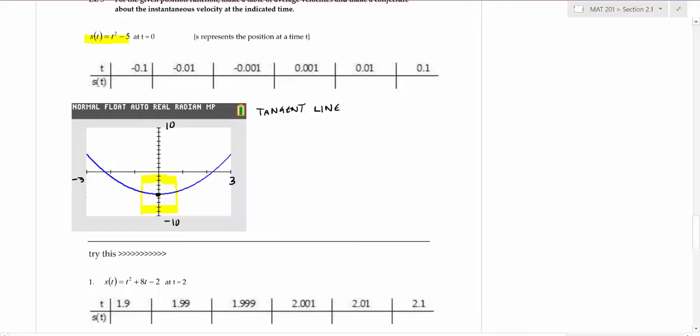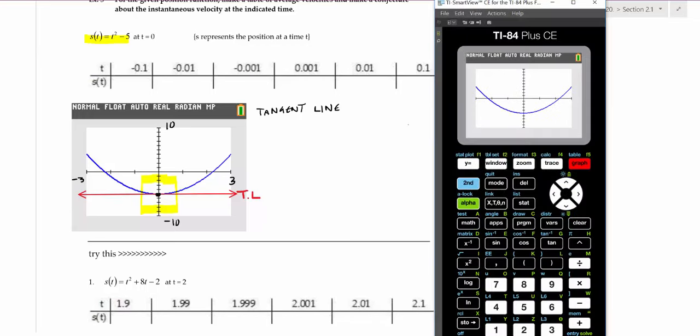If you think about this a little bit, it looks to me like more than likely that's going to have a slope of 0. You can tell by looking at that, but that's what the tangent line is. That's what we're interested in, finding the slope of that tangent line. And we're going to do this with numeric methods, using our calculator to assist us. So we're going to close in like this. We're going to take points that get closer and closer to t equals 0 from both sides.